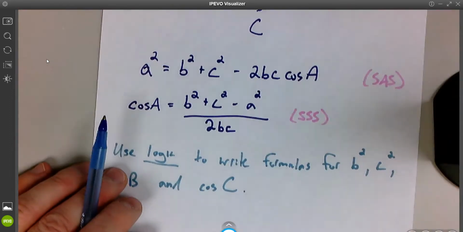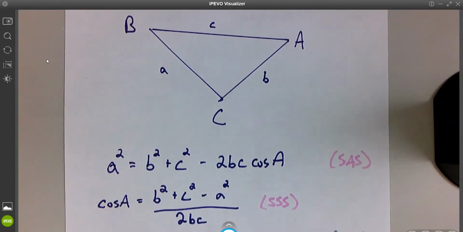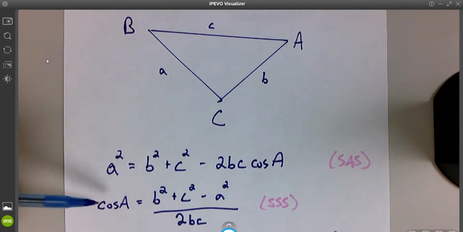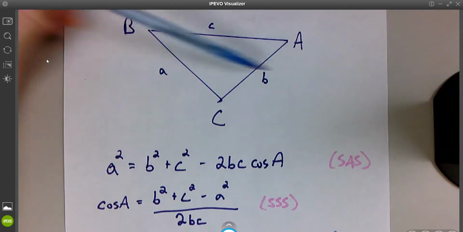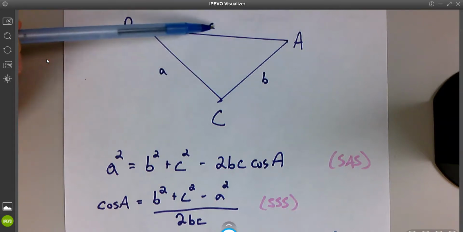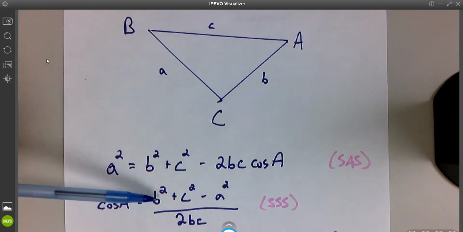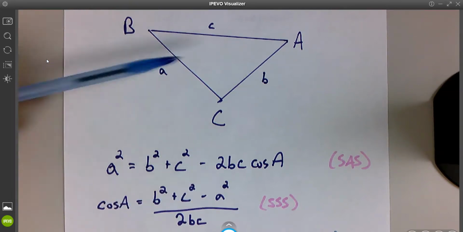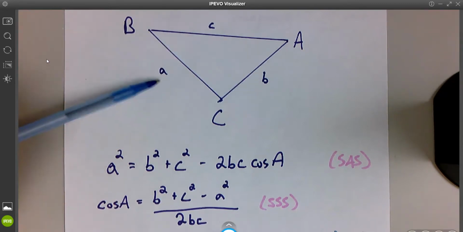Okay, let's go back and look at the other one then. Side, side, side. For a side, side, side case, you're going to square all 3 sides. You know all 3 sides. So whatever angle I'm looking at, that's my home angle here, A. I'm going to square all 3 sides. I'm going to add the 2 that are on either side of the angle, so C squared plus B squared, and then subtract the one across from it, A squared. B squared plus C squared minus A squared. That's the numerator. So we're going to square all 3 sides, add these 2, subtract this one.